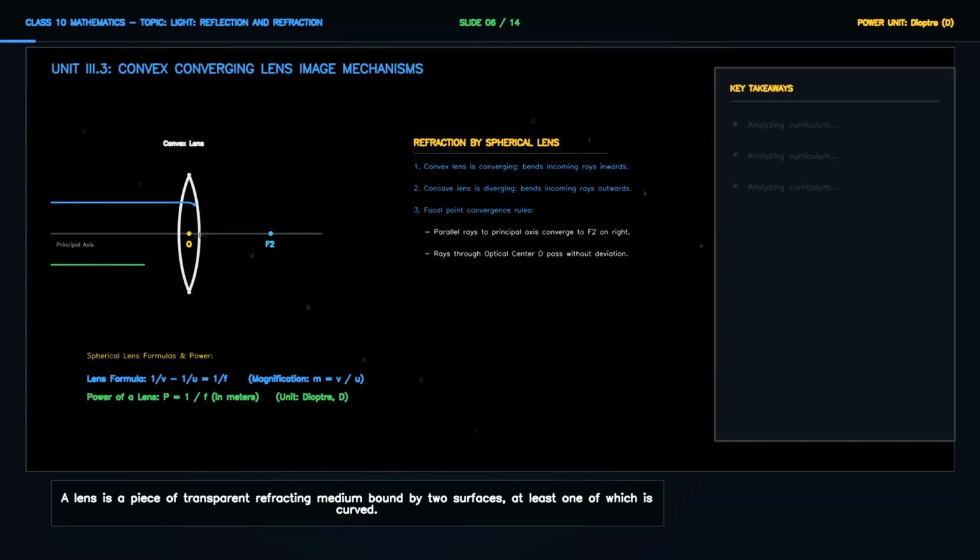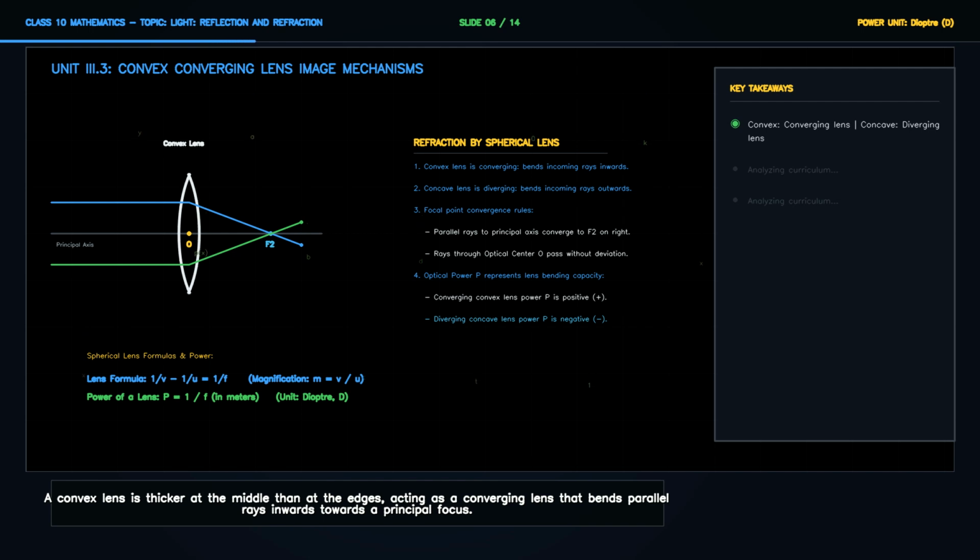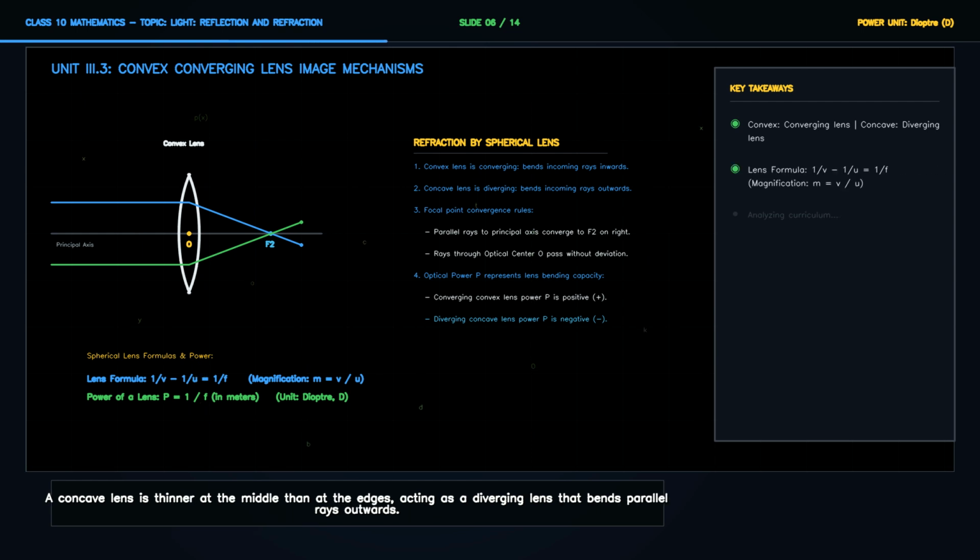A lens is a piece of transparent refracting medium bound by two surfaces, at least one of which is curved. A convex lens is thicker at the middle than at the edges, acting as a converging lens that bends parallel rays inwards towards a principal focus. A concave lens is thinner at the middle than at the edges, acting as a diverging lens that bends parallel rays outwards.